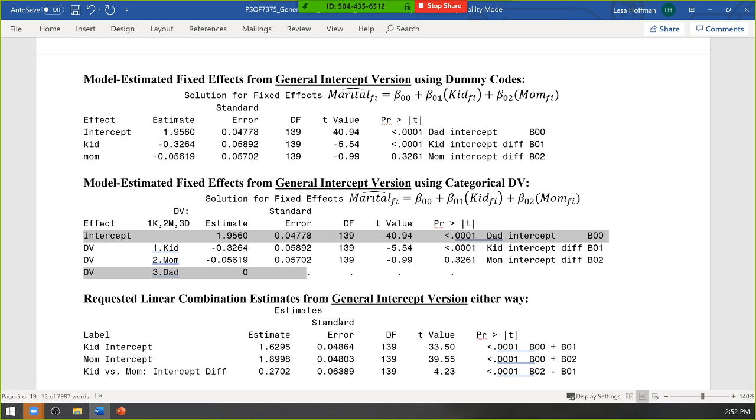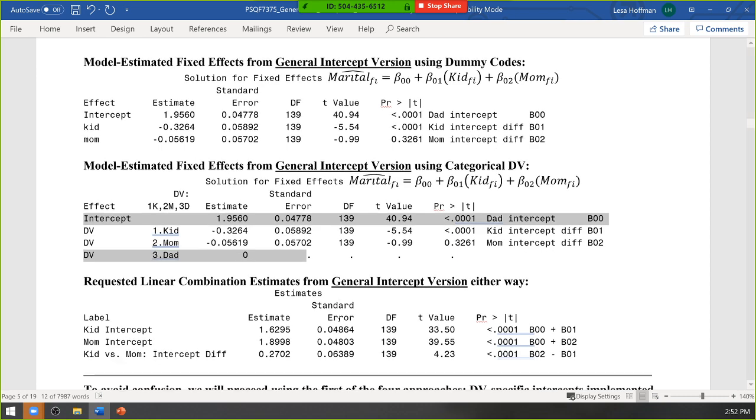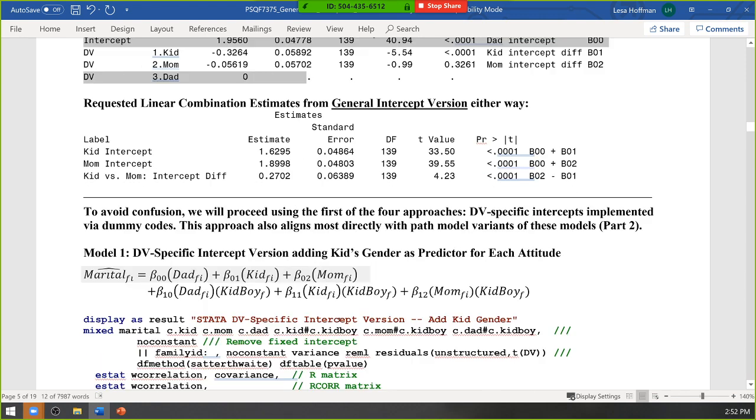Here, it seems less useful to talk about how the intercepts differ between family members than it does just to say, okay, what is the intercept for each family member and what predicts each family member's outcome? So for that reason, I'm not going to show you 4 versions of the model anymore. We're going to do one. We're going to set it up without a general intercept.